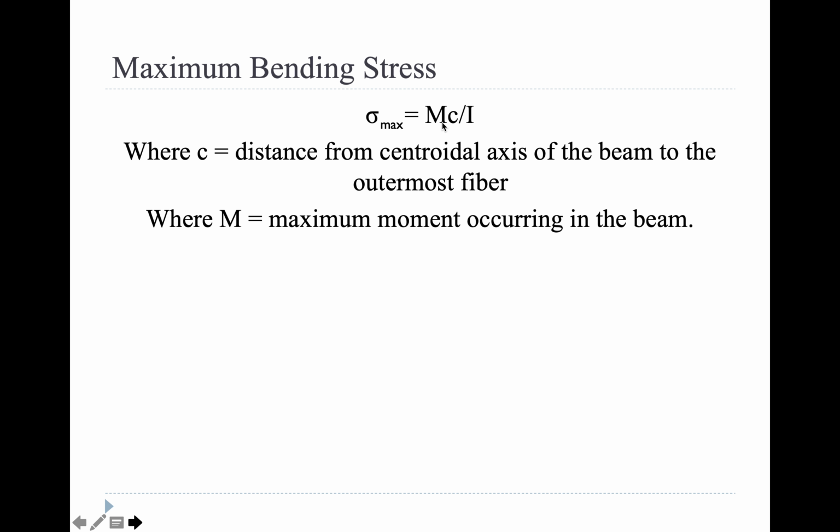Okay, so as I was describing that general formula, the maximum one has a little max under here, and this is the one we typically use, and it's Mc over I. Remember the torsion lecture where it was Tc over J? Well, here the c is the exact same thing. And c is the distance from the centroidal axis of the beam to the outermost fiber. And again, when I'm saying fiber here, I'm saying the outermost position, like the furthest you could get from the centroid while still being on the beam, whatever the cross section is. And then M, like I said previously, is the maximum moment occurring on the beam.